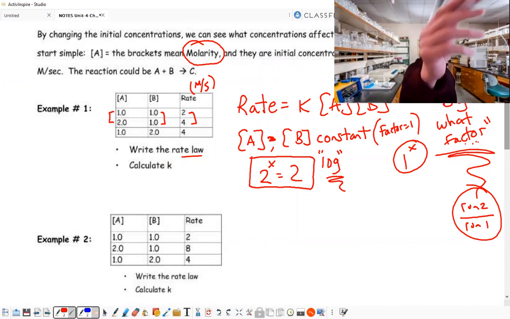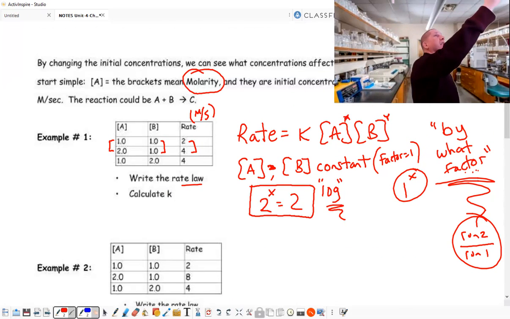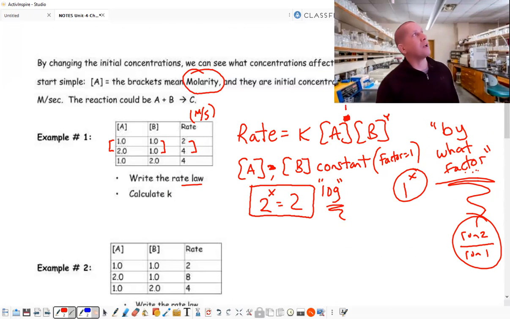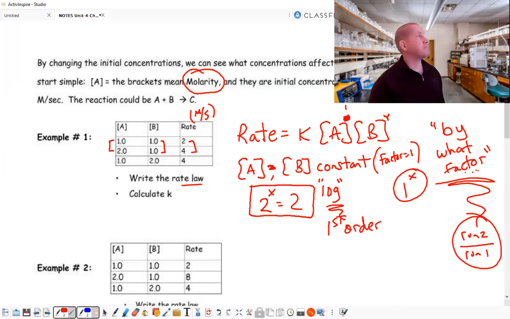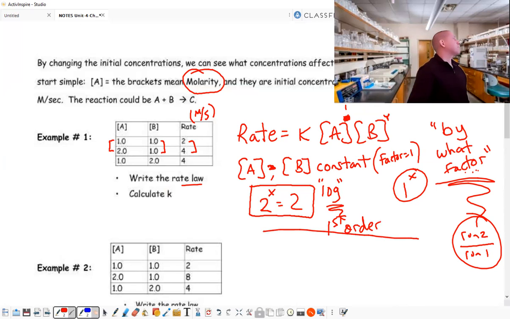So now I can come back up here to my rate law, and I now know that the exponent on a is a 1. And you don't have to write 1s, just like algebra class, but it doesn't hurt to put it in. You can put it there. What we say is that it is first order with respect to a. All right, well, what about b?